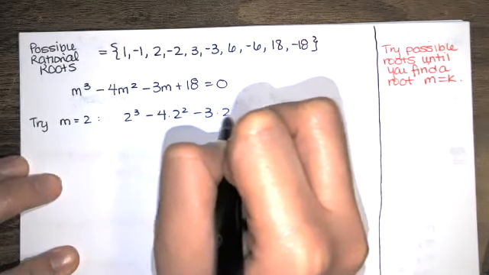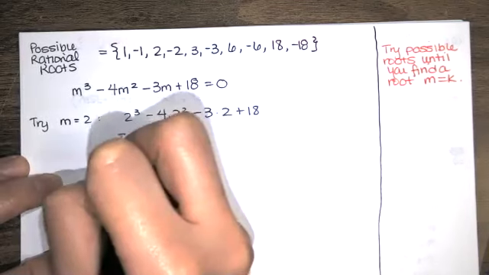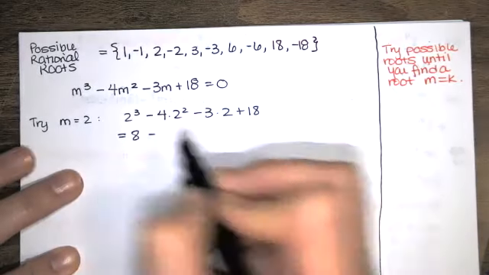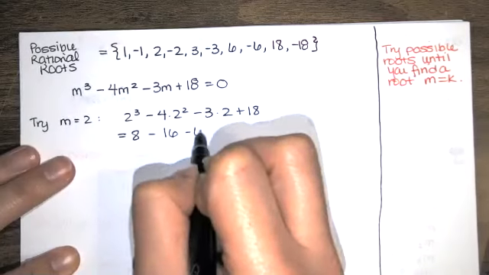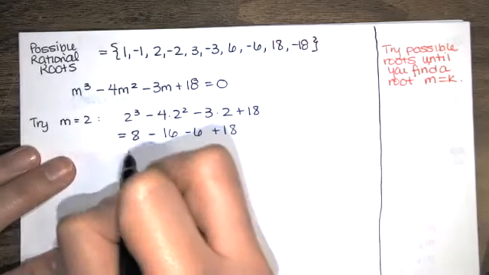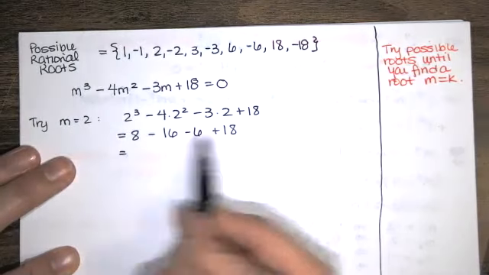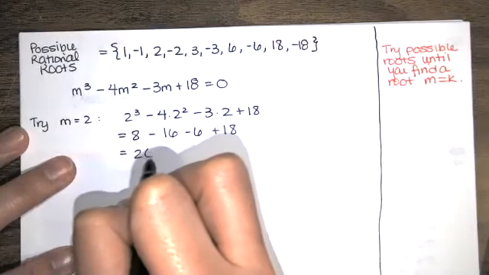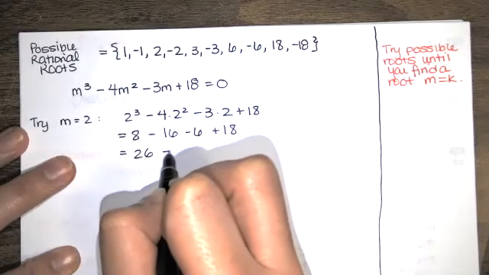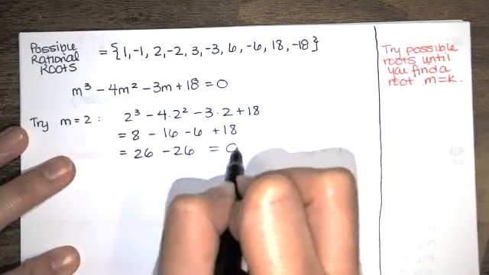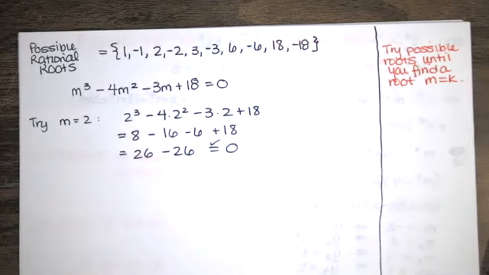I was trying to do the arithmetic in my head. So, you know, it's better to just write it down. So I have 8 minus 16 minus 6 here plus 18. So this 8 plus 18 is 26. And then this is also 26, and that equals 0. Awesome. Now, if you tried m equals 1, it wouldn't work.